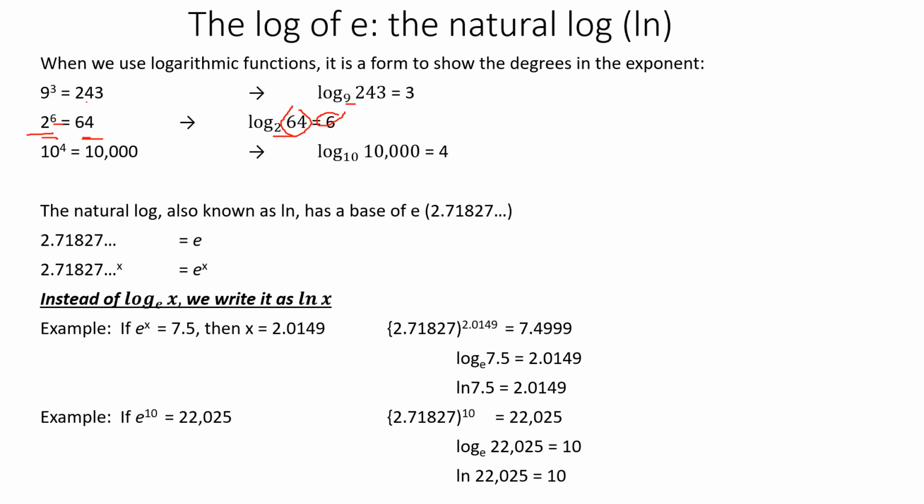10 to the 4th is our scientific notation. And there's 4 zeros there, as you know, so I have 10 to the 4th. Well, that would be base 10, log base 10, 10,000, and the exponent is 4.